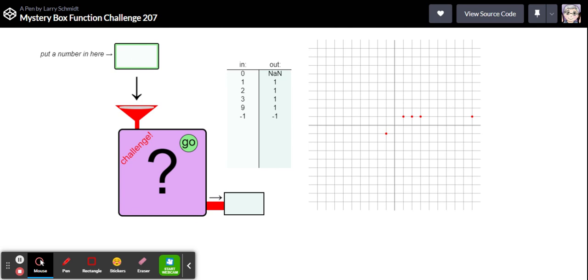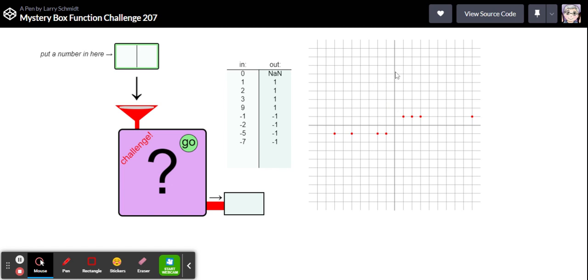Oh, okay. Now we're down at -1. Let's try a -2. And let's try a -5 maybe. How about a -7? Okay, so it looks like we've got two arms. In the first quadrant, it's always at the value 1, and here in the third quadrant, it's always at the value -1.